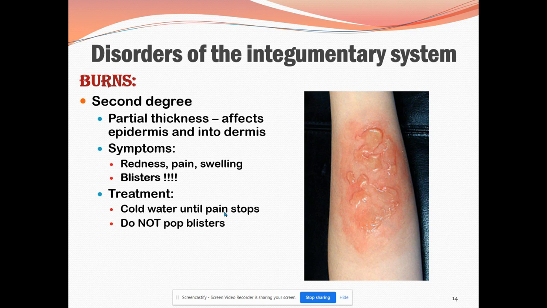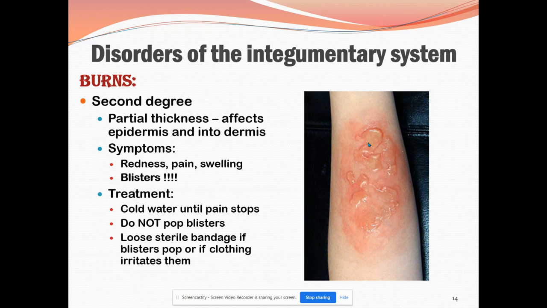Do not pop the blisters. I know that it is so tempting to pop them. It's like bubble wrap. You just want to pop it, but no, because this is still intact skin. And so there's no increased risk of infection until you pop it. Once you pop it, bacteria from the outside world can get up under your skin. And so it comes with a huge risk for infection.